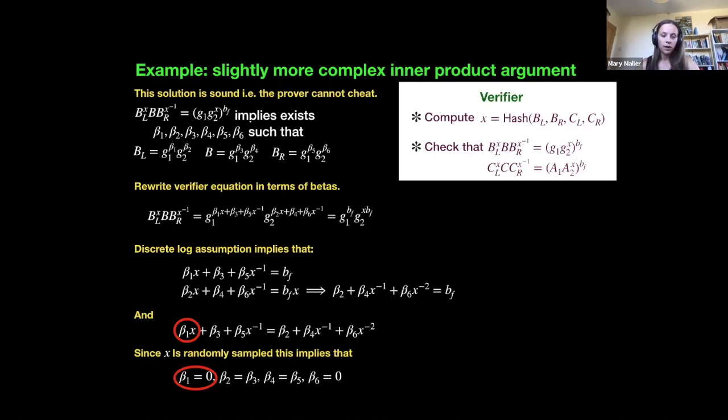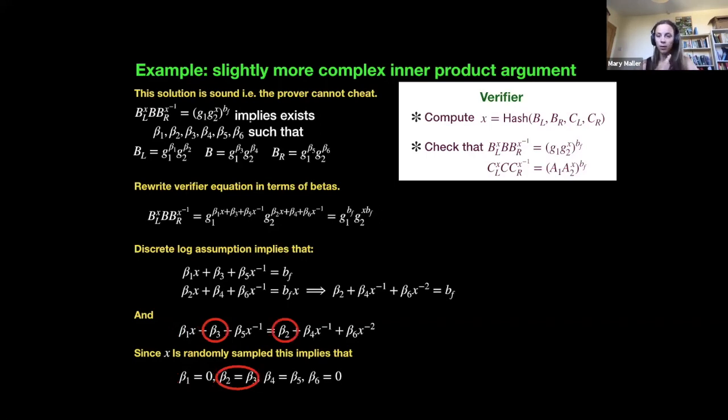So if this equation is always satisfied for any value of X, that means that each of our terms in X has to be exactly equal to 0. The x to the power of 1 only appears in our equation once, namely for the beta 1 term. So what this gives us is that beta 1 has to be equal to 0.